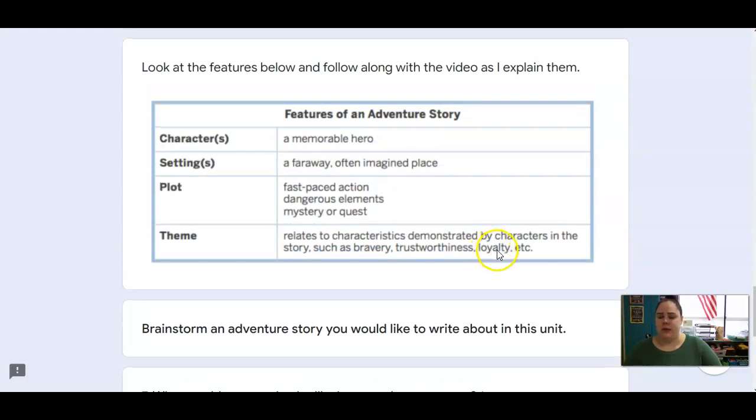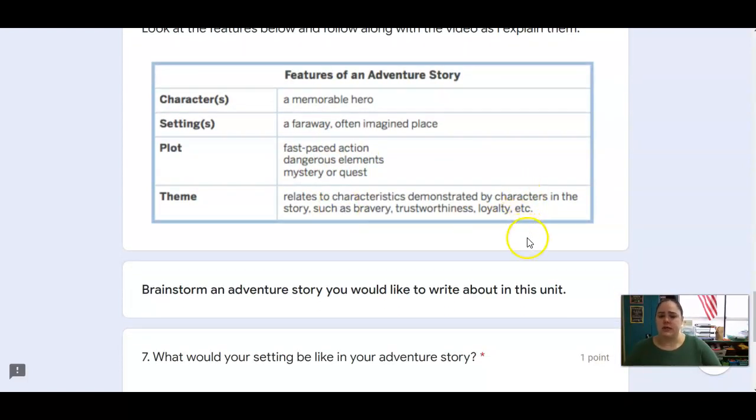So you're going to just brainstorm today what you think you might want to write about. So features of an adventure story, we typically have a hero as our character. So our main character in Treasure Island is Jim. So think about who is your main character going to be. Where's the setting? Usually it's in a faraway, imaginary place. The plot is very fast-paced, so things are happening every single chapter. There's some type of mystery or danger involved. And usually the theme relates to things like bravery, loyalty, or trustworthiness.